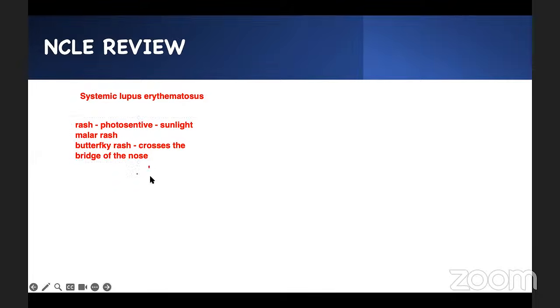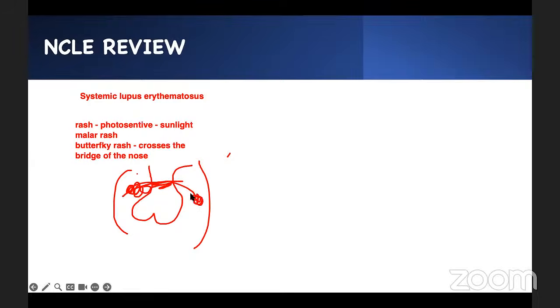So if this is the individual's nose, okay, with their face, you see a rash. It starts from here, it crosses this, and it comes here like that. So that is the malar rash in their face, basically. This is Malar rash. Systemic Lupus Erythematosus.